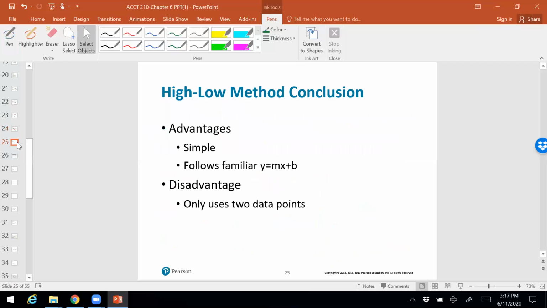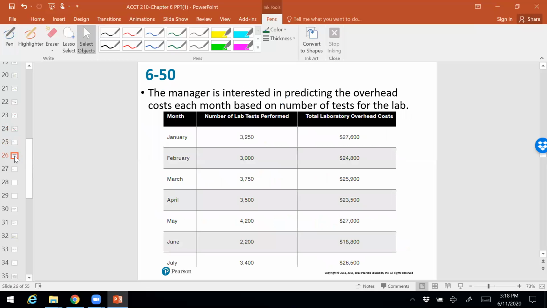We talk about the high and low method. The good thing is it is very simple. It follows y equals ax plus b. But the disadvantage is we only use 2 points, so it may not be very accurate. We talk about more accurate regression using Excel in the next video. But I want to look at this question very quickly with you, okay?